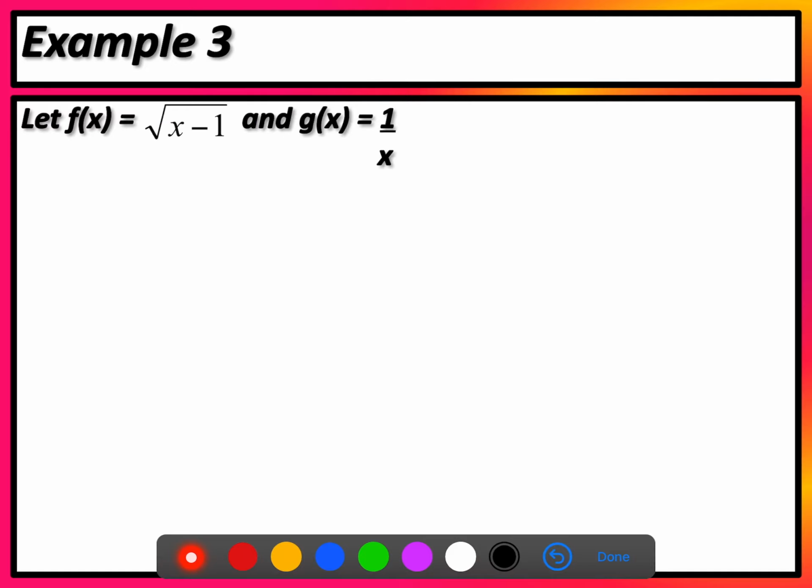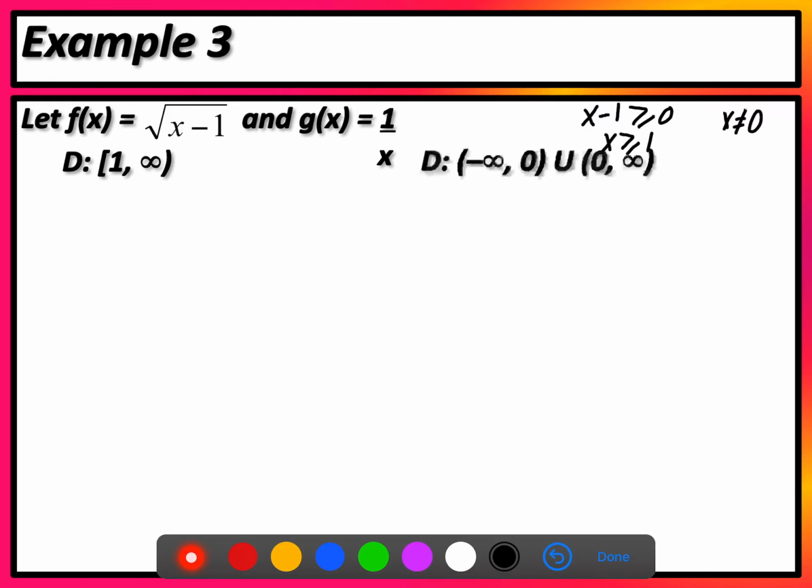So for our last example, we're going to look at a square root and a rational function. So the square root function, the x minus 1, would have to be limited to positive numbers. So that would have to be greater than or equal to 1. So that gives me 1 to infinity. In g, my denominator could not be equal to 0. So that's going to have negative infinity to 0 and 0 to infinity for my original domain.